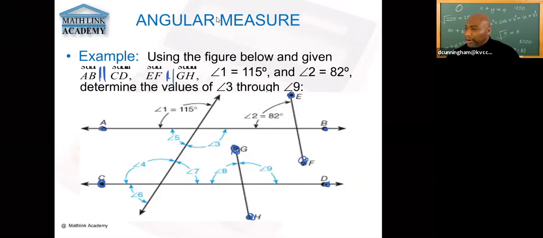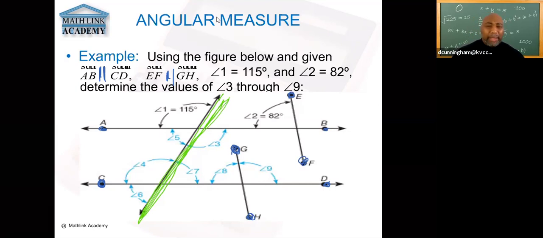Now, in our case, we have this line here that I have in green. That's a transversal line for the lines AB and CD. So what it's saying here, if we just stick with this, angle 1 is 115 degrees. Is there any other angle along AB and CD that is equal to 115 degrees? And the answer is yes.